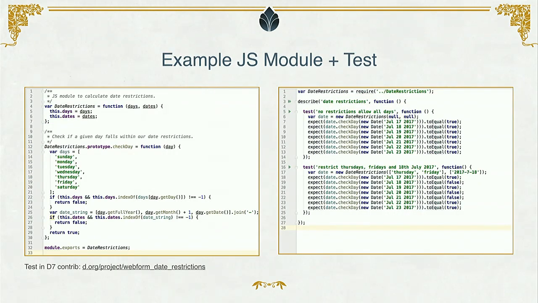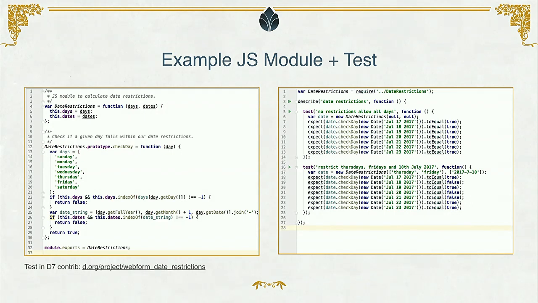And here it is. This is a JavaScript unit test from a Drupal 7 contributed project called Webform Date Restrictions. The idea is, in the administration, if you're creating a date component, you can say, I don't want the user to be able to select the date on Thursday or some particular set of dates. It's a bit of a complicated JavaScript module that does some funky things with dates. So this is the thing that we've split out into its own unit. And at the bottom, we're exporting that function for consumption by the application.